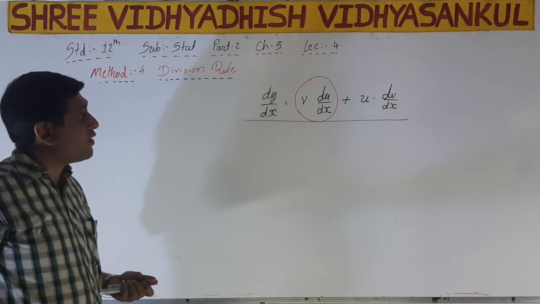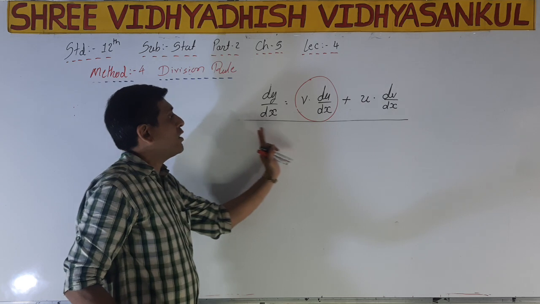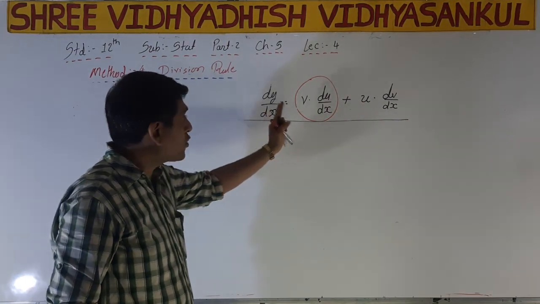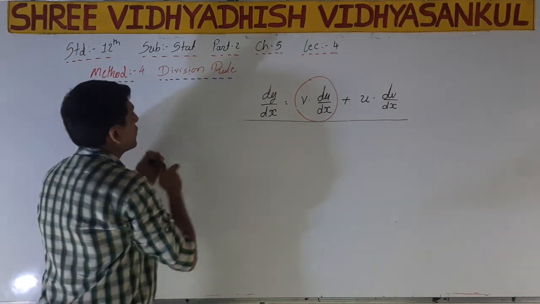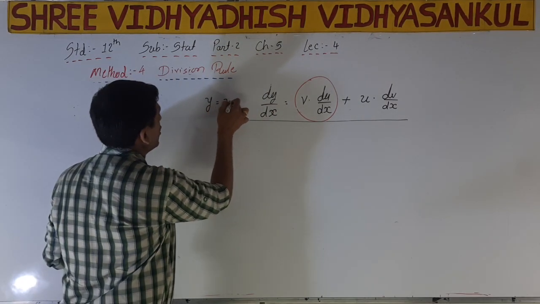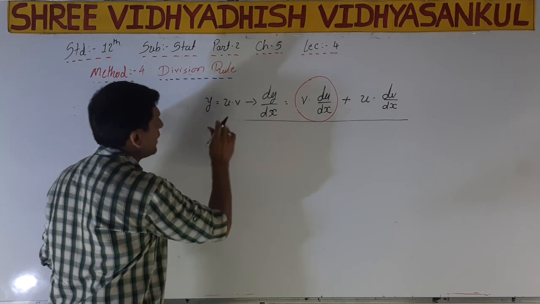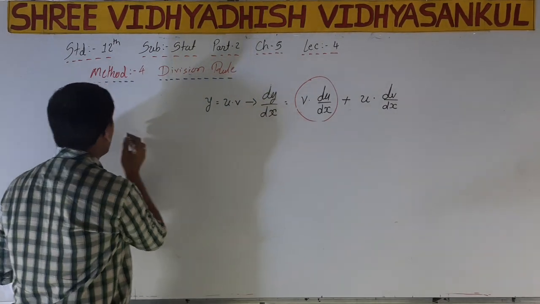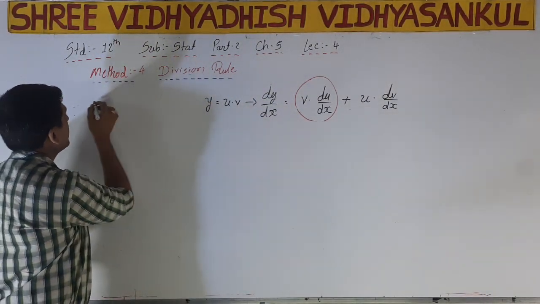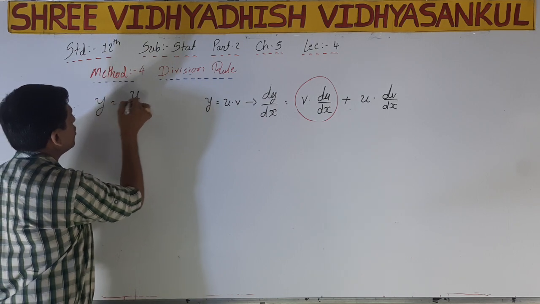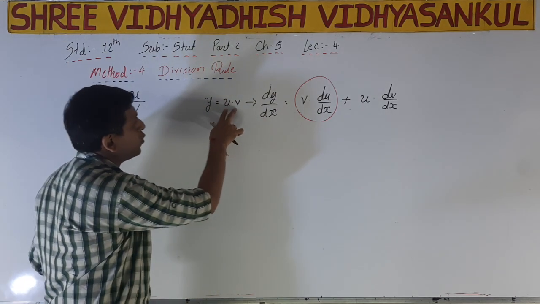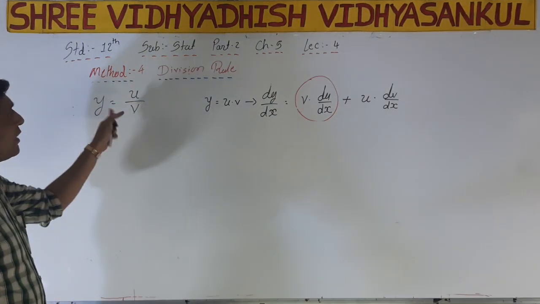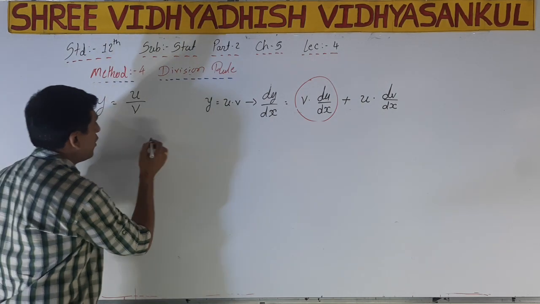What is the formula for division rule? I am not removing this formula because I have to compare this division rule formula with the multiplication rule formula. Here y is equal to u into v, then dy by dx is equal to... Now whenever it is the division rule, y is equal to u divided by v. Here u and v were in multiplication, now u and v are in division. So what is the formula for dy by dx?